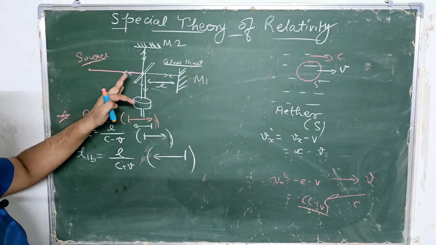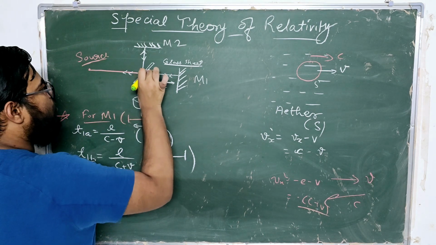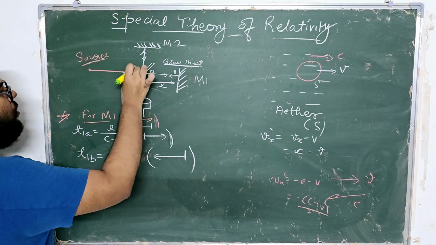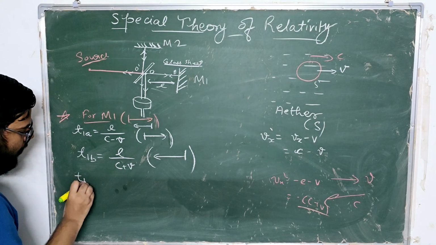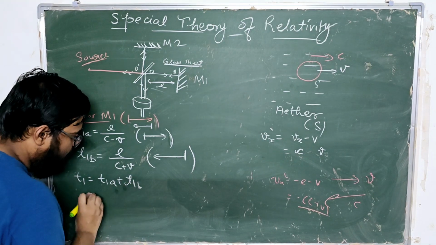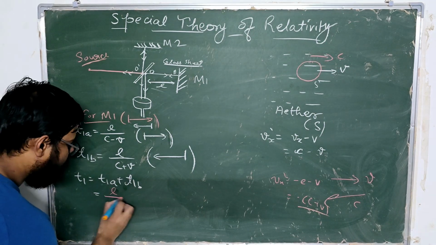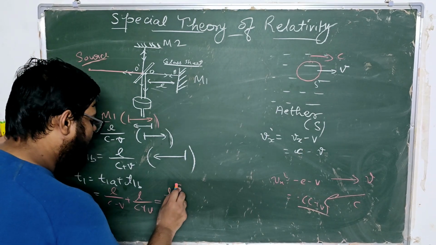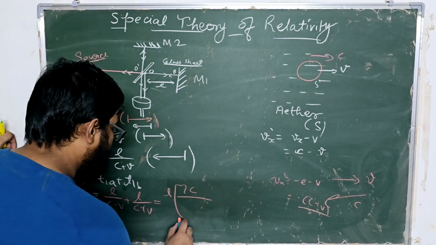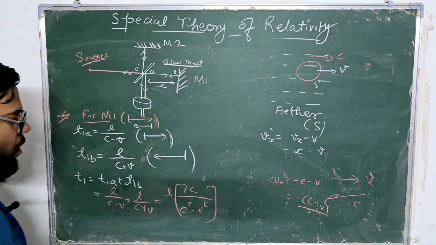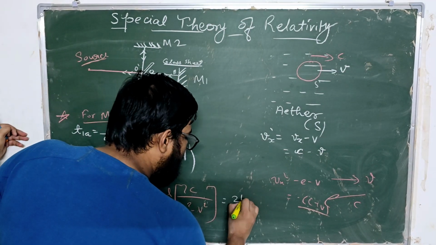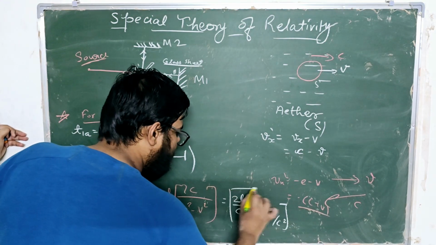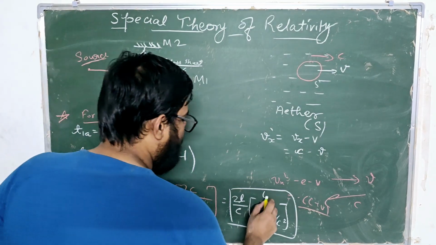Now what is the total time elapsed in going from O to A and then returning back? Let's name it as O dash. So the total time T1 is equal to T1A plus T1B, right? So T1A is equal to L by C minus V plus L by C plus V, which is equal to, let's evaluate this. L can be taken as common, and when you solve it you will get 2c by c square minus v square. Just evaluate this, you will see yourself. Now you can take c square as common, so you will get 2L by c into 1 by 1 minus v square by c square. This is T1.